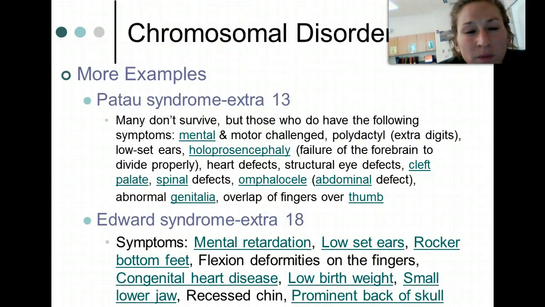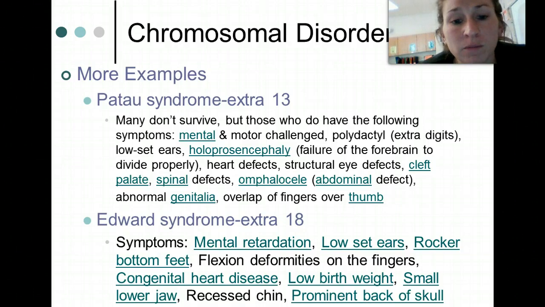A few more that are very severe, especially Patau syndrome, which has an extra 13. Many would not survive, but those that did are mentally and motorly challenged. Could be polydactyl, meaning they have extra digits. Heart defects, structural eye defects, cleft palate, spinal defects. Again, I'll show you a picture of that here in a second. Some of you may not like looking at it, but it's not terrible, but it's probably something you may not have seen a lot before. A child with a cleft palate before it's repaired, I should say.